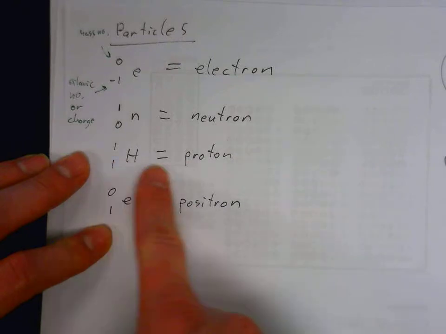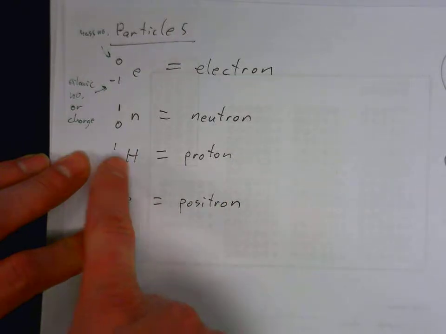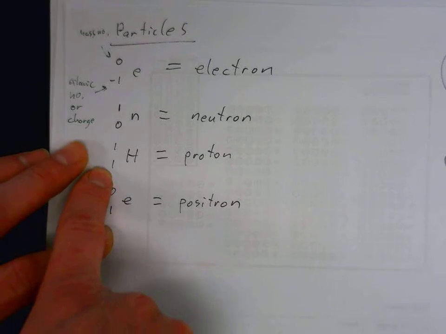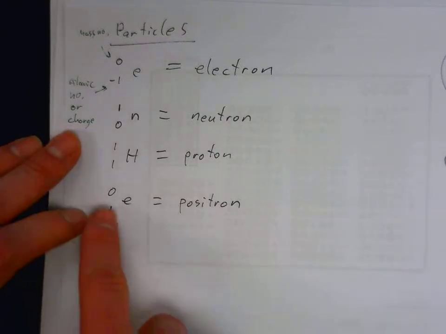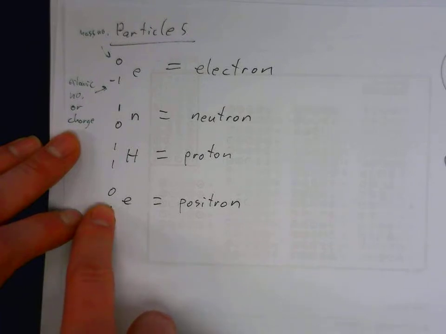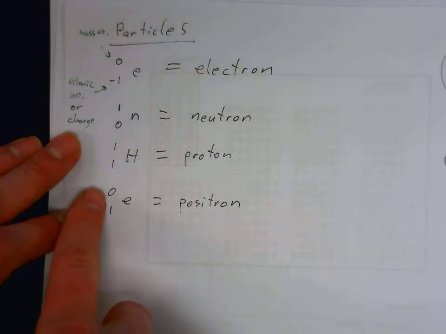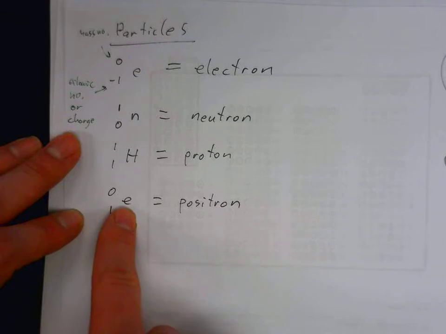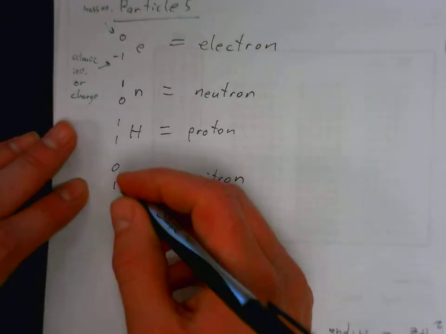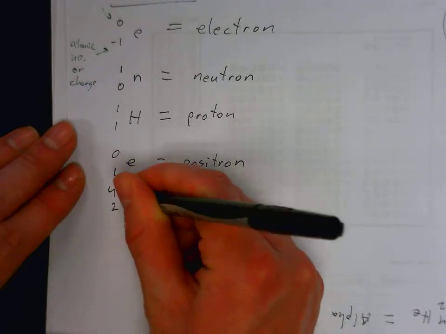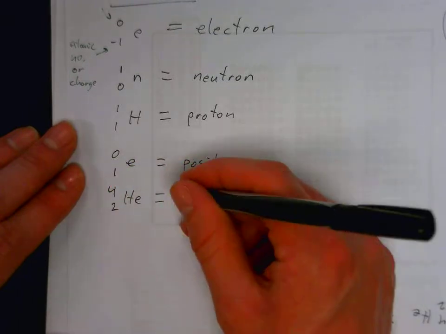A proton is shown with a hydrogen symbol since it has an atomic number of 1 and a mass number of 1. A positron is 0 over 1 e, so that's a positively charged electron. And then one more, 4 over 2 He, is an alpha particle nucleus.